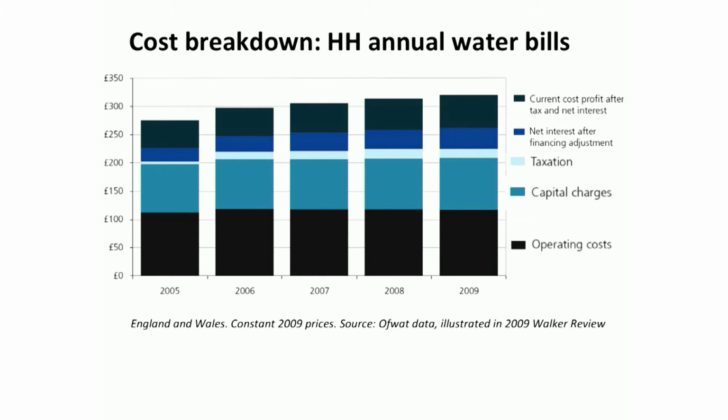Here we can see, starting from the bottom of these bars, how much an average England and Wales annual household water bill breaks down into an operating cost, or OPEX, a capital charge, taxation, interest on borrowing, and profit. We can see a ratio of OPEX to CAPEX of about 50 to 50. This is not very different to the typical figures we've seen already in this course.